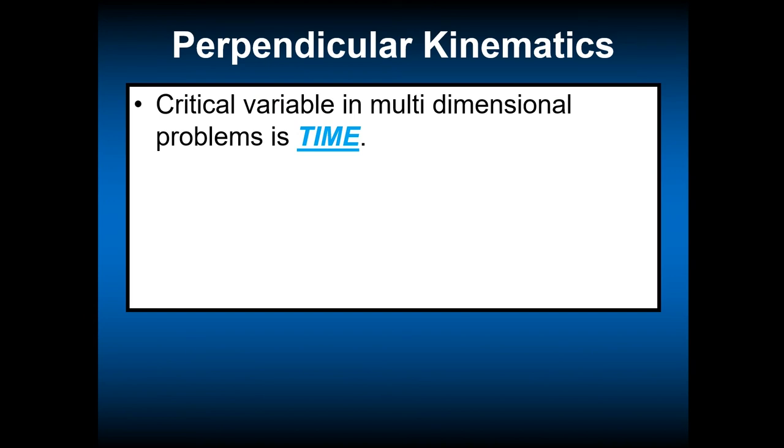Perpendicular kinematics. A critical variable in multi-dimension problems is time. We already talked about this a little in the other lesson when we were looking at projectile motion with the soccer ball. Even though we considered vertical distance and horizontal distance separately, we know overall there's only one time because the ball only got kicked once. There is only one scenario, there is only one measure of time.